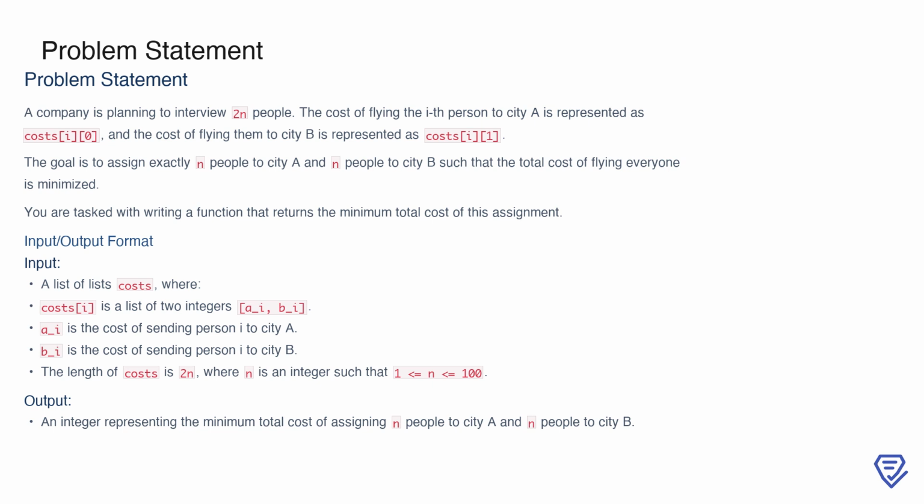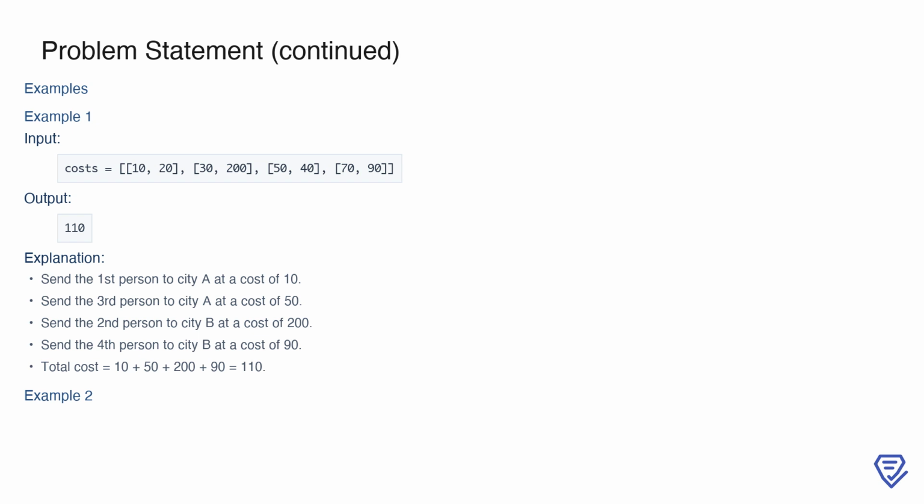To solve this, you'll need to write a function that calculates the minimum possible total cost. The input is a list of lists, where each inner list contains 2 integers representing the costs for city A and city B for a specific person. The length of this list is 2n, where n is between 1 and 100. The output should be a single integer representing the minimum total cost of dividing the group evenly between the two cities. Let's look at an example to understand the problem better.